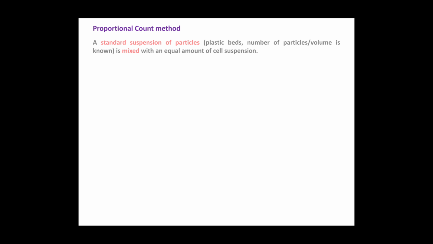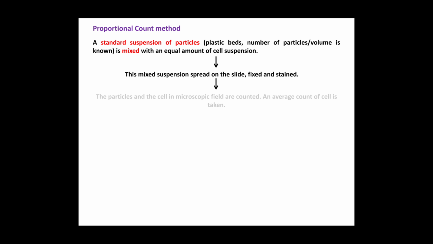Then the next method is the proportional count method. A standard suspension of particles, which may be plastic beads, in which the number of particles per volume is known, is mixed with an equal amount of cell suspension. This mixed suspension is spread on the slide, fixed and stained. The particles and the cells in a microscopic field are counted. An average count of cells is taken.